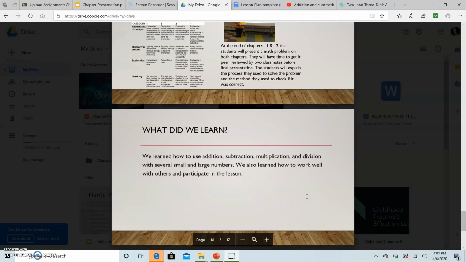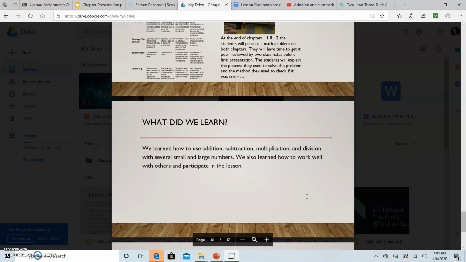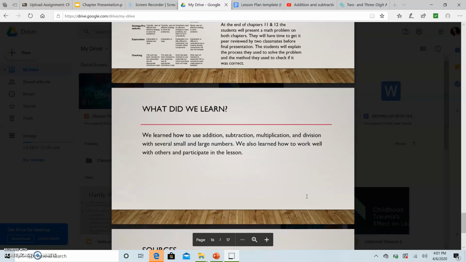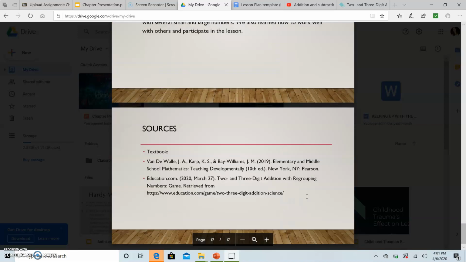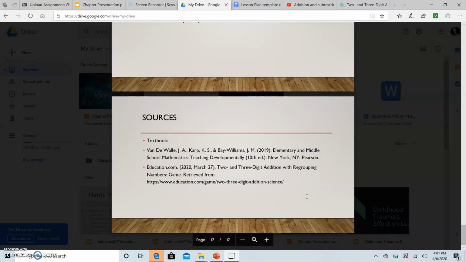To wrap it up, what did we learn? We learned different strategies to compute addition, subtraction, multiplication, and division. We learned how to work with bigger and smaller numbers in each of these groups, and how to work well with others and participate in a lesson. These are the sources that we used throughout our PowerPoint as well as in our lesson plan.